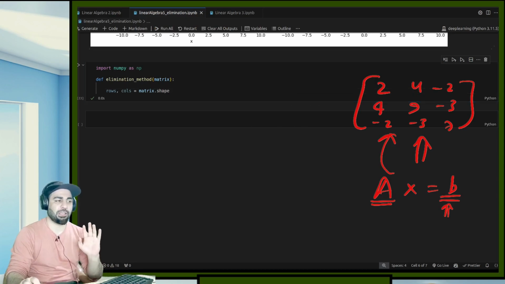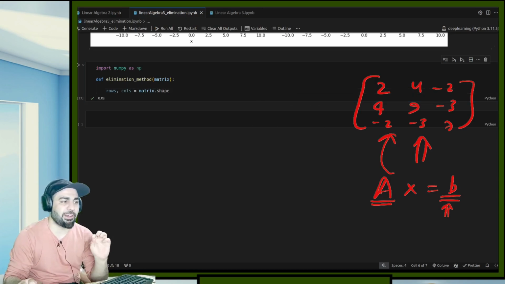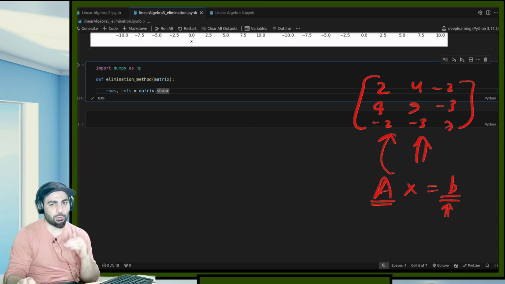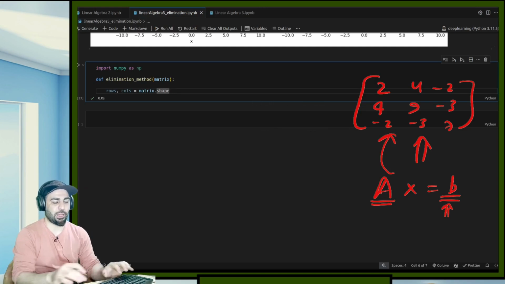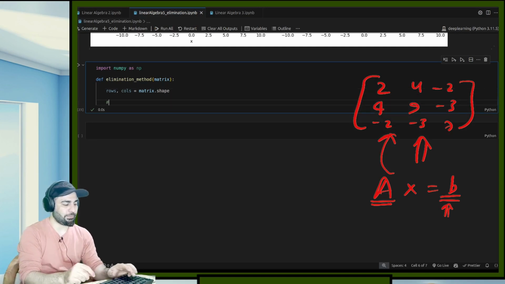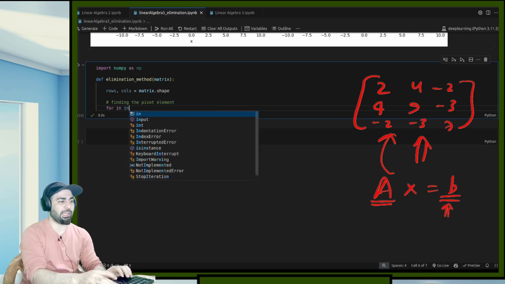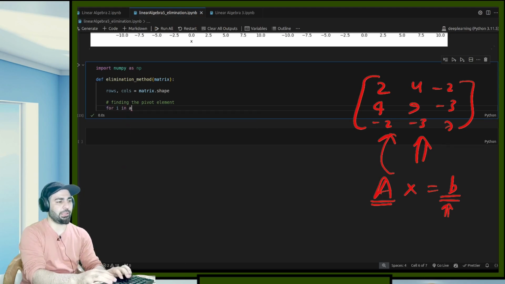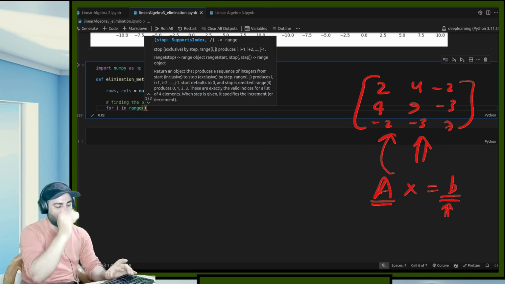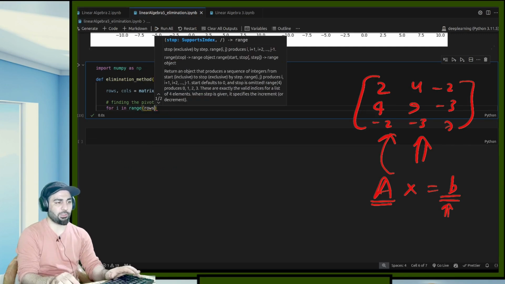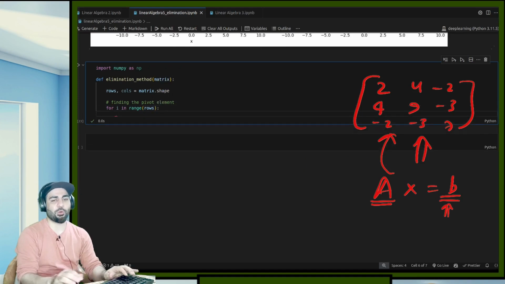So we have this shape, and we got this. The first step is I want to go through all the rows and find the pivoting element. How to do that? So I'll say this is finding the pivot element. First I'll say for i in range of all the rows, I am checking all the rows. What I want to see is the pivot element. So what element is the pivot?